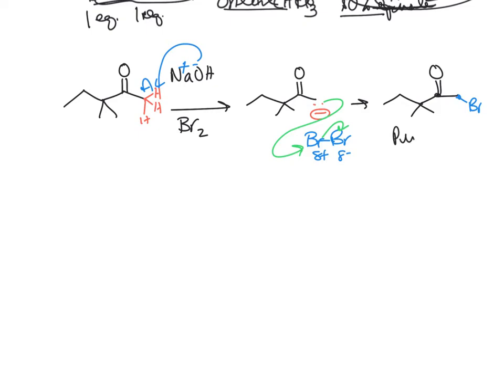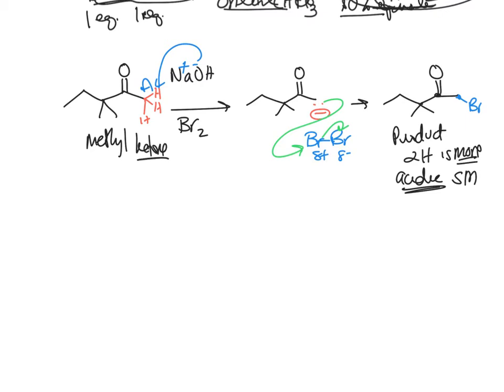This product, the alpha hydrogen, is more acidic than the starting material, the methyl ketone. And why would that be? Because the bromine is an electron withdrawing group. Remember, your halogens are electron withdrawing. So this makes these other two hydrogens more acidic. So you still have sodium hydroxide.